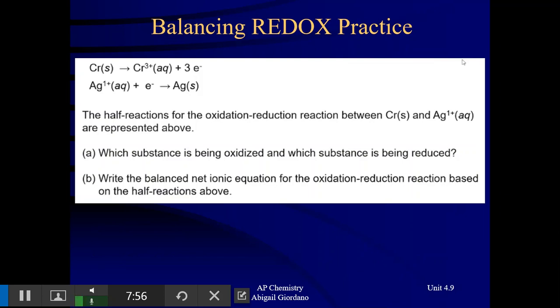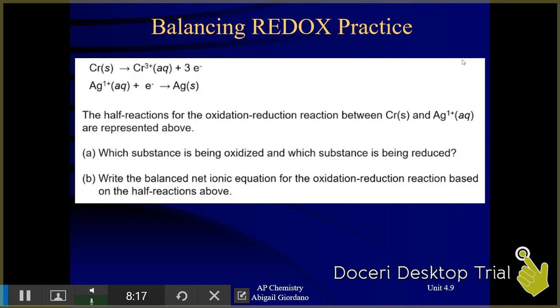Okay. So let's just do one more together, and then I'm going to give you one to practice on your own. It says the half reactions for the oxidation-reduction reaction between chromium and silver ion are represented above. Letter A says which substance is being oxidized and which substance is being reduced.